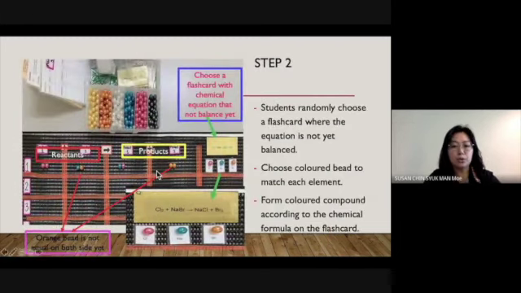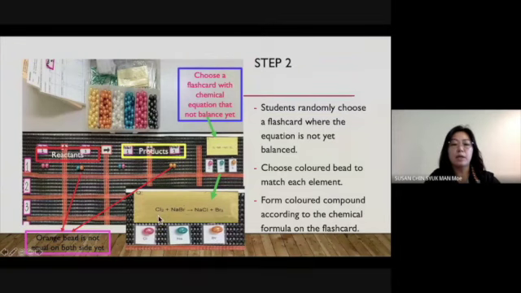Next, they will choose a flashcard. On the flashcard, they will have a chemical equation which is not balanced yet. Next, students are going to find out how many elements are involved in the whole chemical equation. For each element, they will use one color bit to represent the element. As you can see on the flashcard, we have chlorine, sodium, and bromine. Therefore, they are using 3 different color bits.